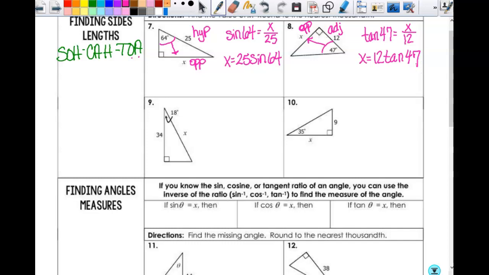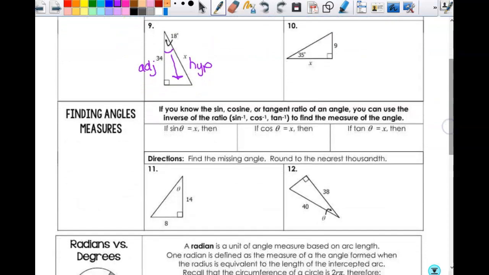Okay. All right, so now let's look at number 9. Here's my angle. This is the opposite side. I'm not going to label it. This is the hypotenuse. This is the adjacent. So what uses adjacent and hypotenuse? Cosine. So the cosine of 18 equals adjacent over hypotenuse.